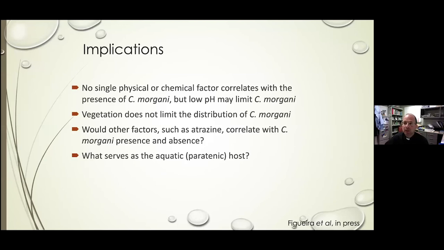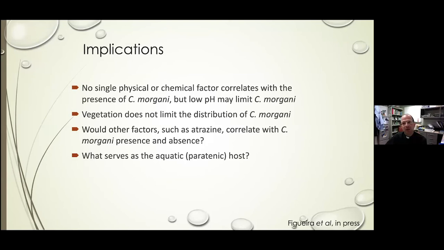Currently, we're looking at atrazine. This summer, we're going to measure atrazine at a bunch of sites and see whether atrazine, which is a herbicide farmers use in Nebraska, correlates with the presence or absence of Cordilleras Morgani and maybe some other horsehair worms.